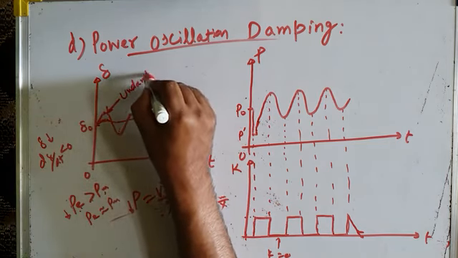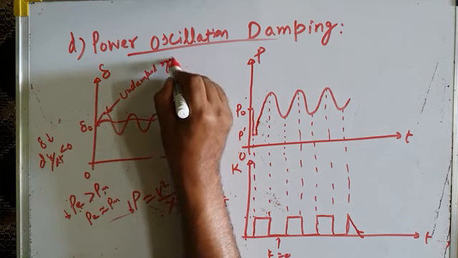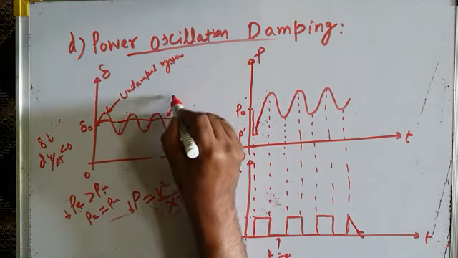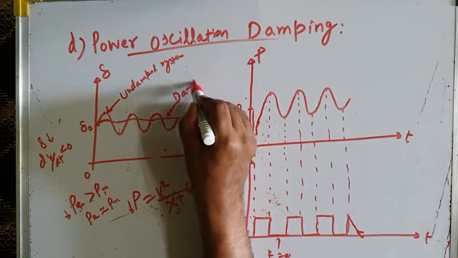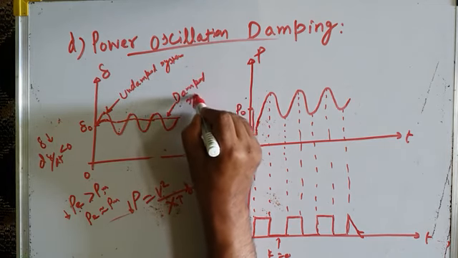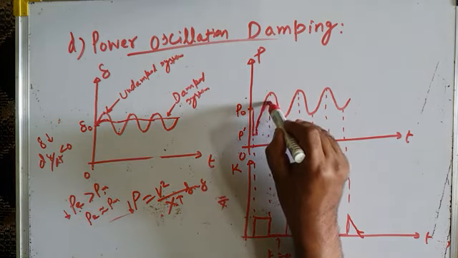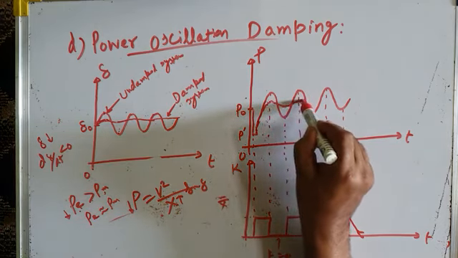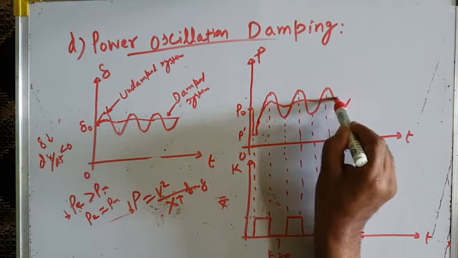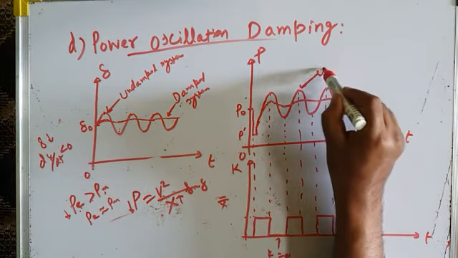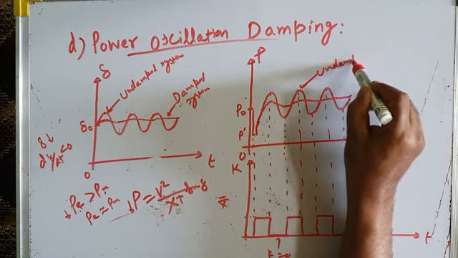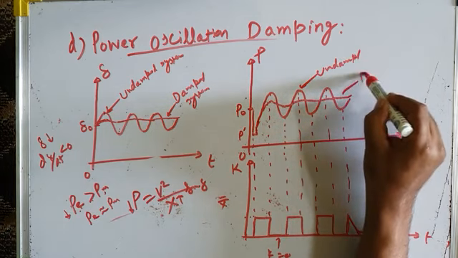If there is no series compensation, this is the undamped system, and these are the oscillations for the damped system. How do you damp the system? By providing series compensation, a degree of series compensation like this. So the same will happen with power. Power oscillations will also decrease. So this is the undamped system oscillations, and this is damped.